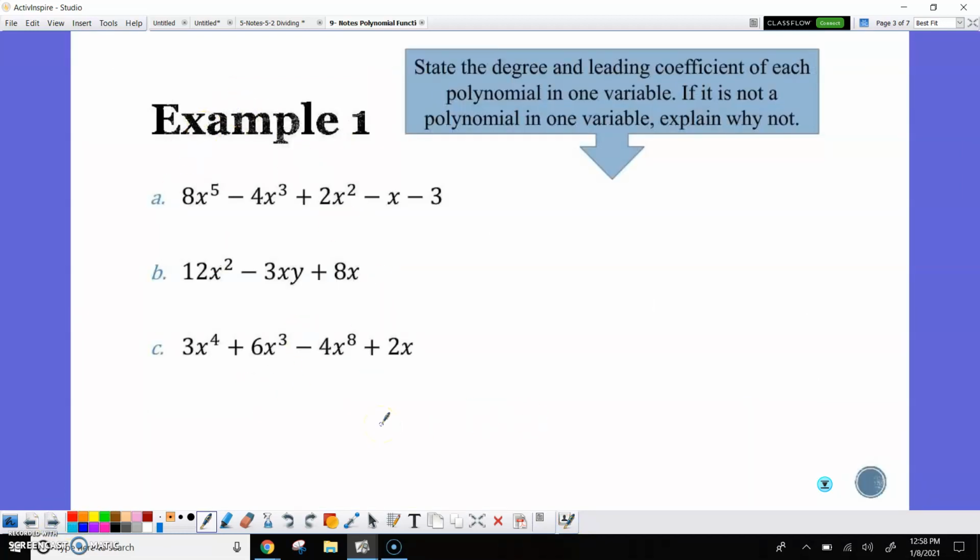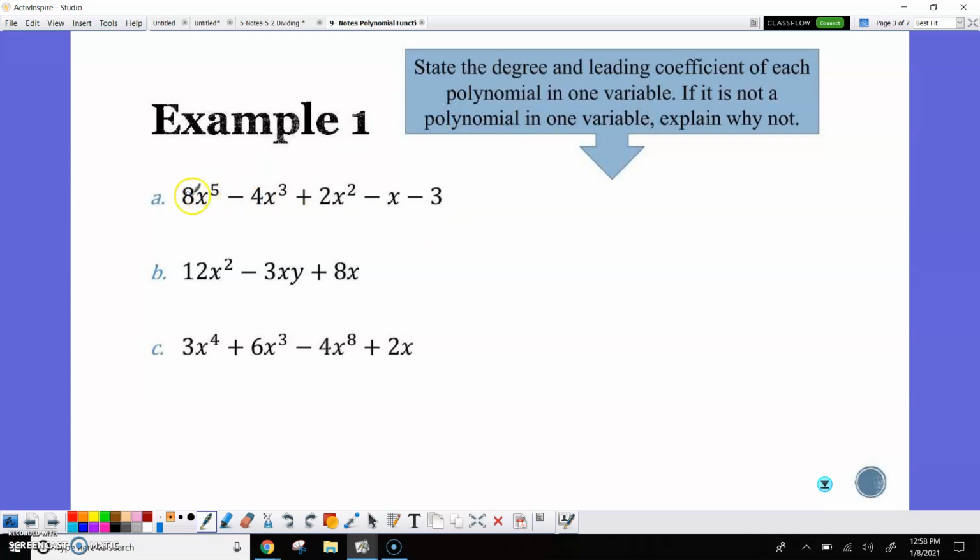So here are some examples. State the degree and leading coefficient of each polynomial in one variable, but if it is not a polynomial in one variable, explain why. The only way it will not be a polynomial in one variable is if it's not a polynomial, so you have some negative exponents or non-integer exponents, and also if you have more than one variable.